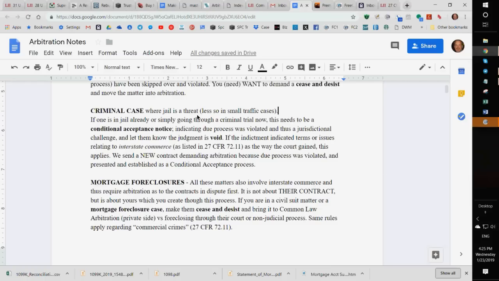A criminal case where jail is a threat, okay? Not so much small traffic cases. I mean, a small element of this might apply, but really those where they've taken you from a civil traffic matter to, oh, you assaulted the officer, or you really didn't, but there was no real harm, or you DUI'd or something like that, and you didn't cause a serious harm, although you might be endangering people, you still didn't cause that harm yet. Or if they're already in jail and going through a criminal trial now, this needs to include this new conditional acceptance notice that we're going to help you prepare. Those are in the slam dunk.